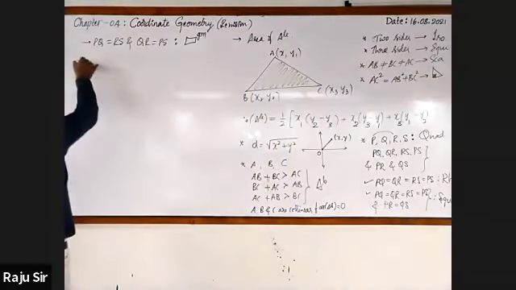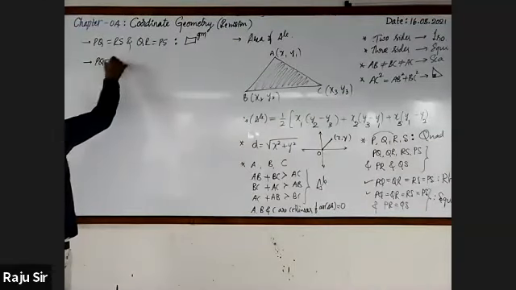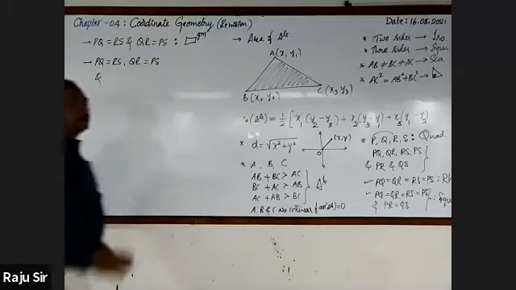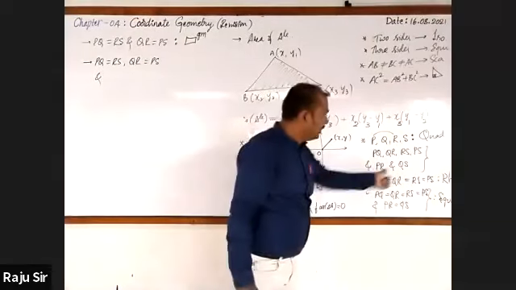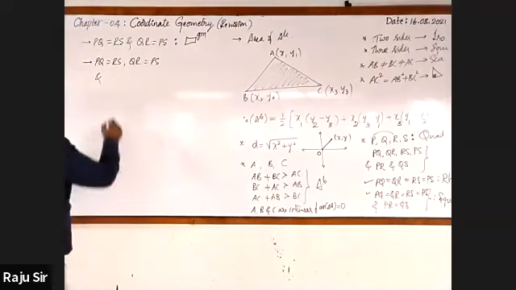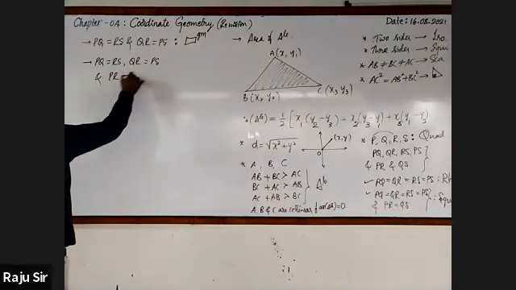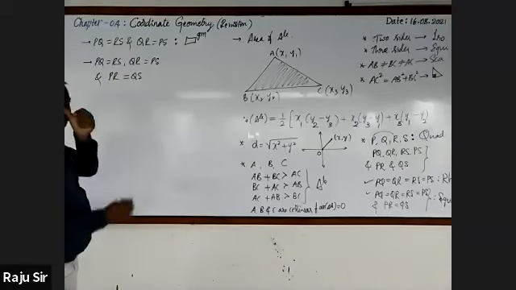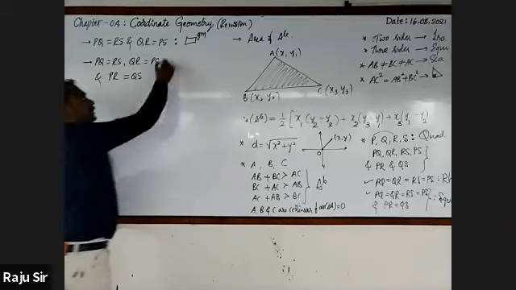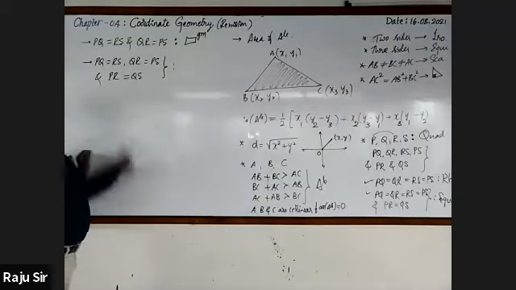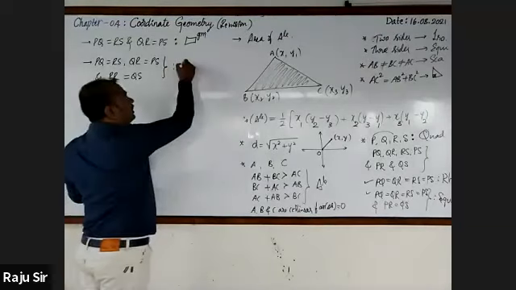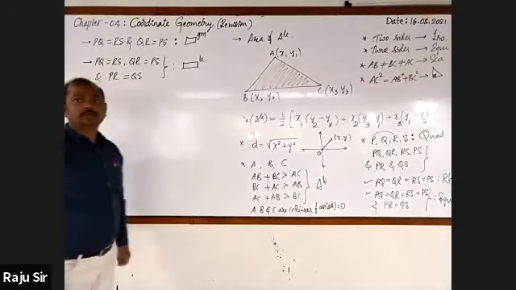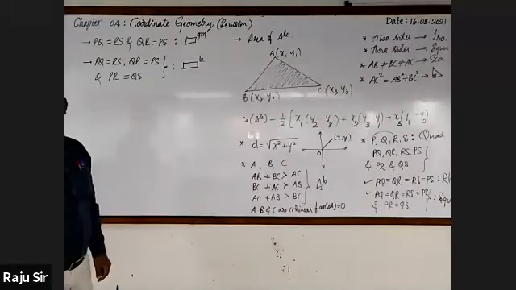Now, PQ equal to RS, QR equal to PS, then PR equal to QS. It is a rectangle. Look here, opposite sides are equal and diagonals will also be equal. If this condition holds good, you can say that a rectangle is formed. Understood or not?